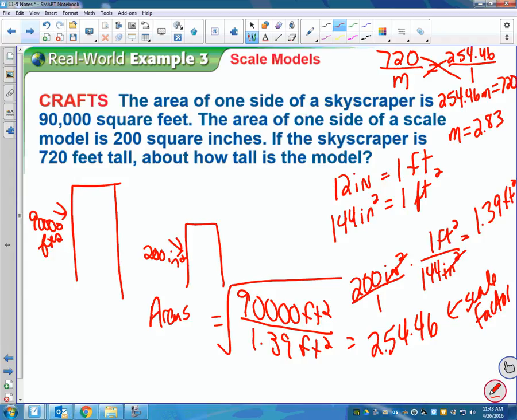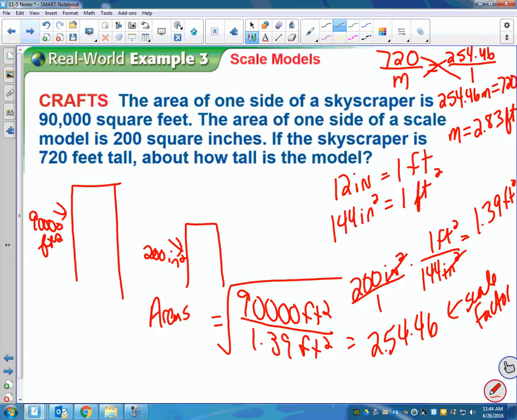What are my units on this? When I solve for that model, am I in square feet? Square inches? Feet? Or inches? I'm in feet, because we have square feet, and when you take the square root of square feet, you get feet.